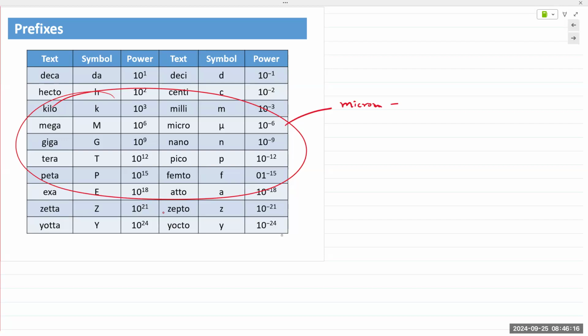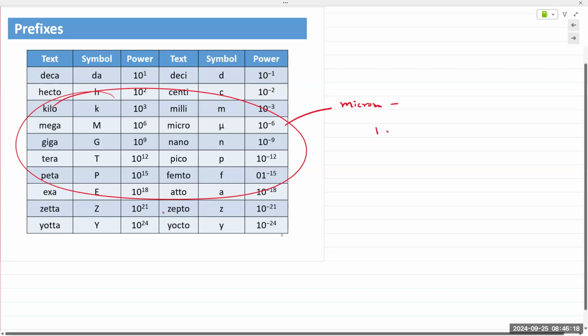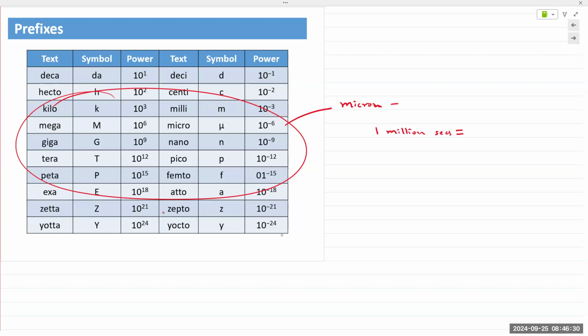I will ask you to guess how much is 1 million seconds? Hours, days, weeks? Okay, one guess is few months. Anyone else? Years? Anyone want to calculate? It's about 11 to 12 days.